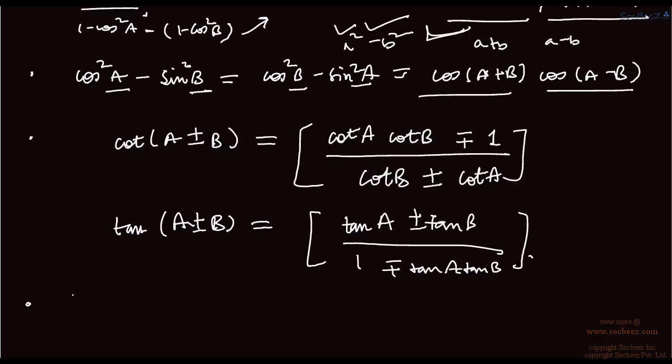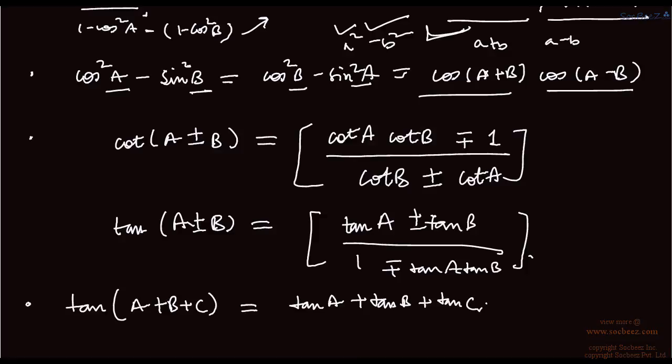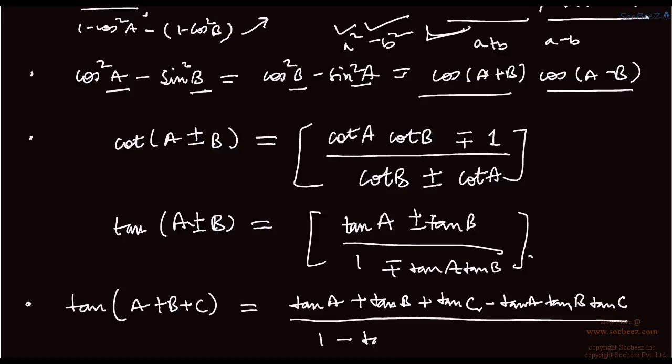Okay, now the next formula, which is not so important but can be used, tan of A plus B plus C, that is tan A plus tan B plus tan C minus tan A tan B tan C upon 1 minus tan A tan B minus tan B tan C minus tan A tan C. Okay, this is the formula for tan of A plus B plus C.